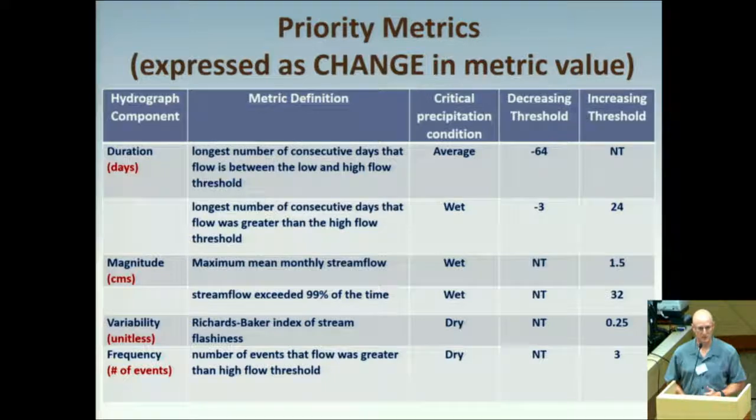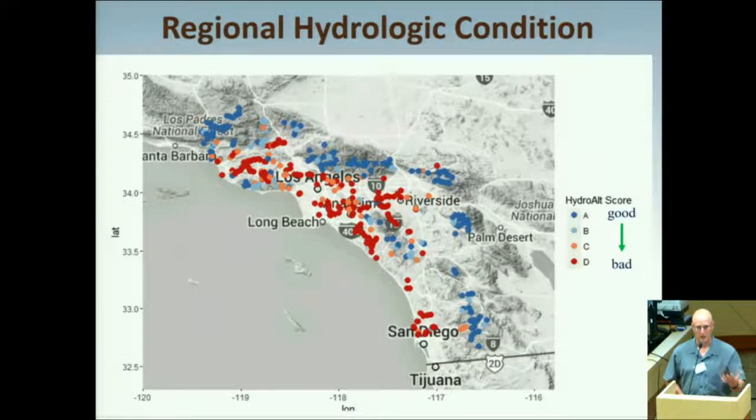And so then we can apply these numbers in different ways. We aggregated those 7 metrics into an overall index, and so we can look across our region at where the different degrees of hydrologic alteration are.